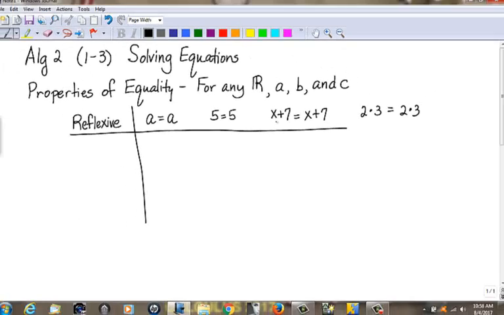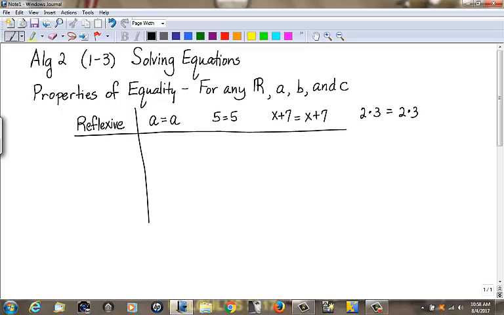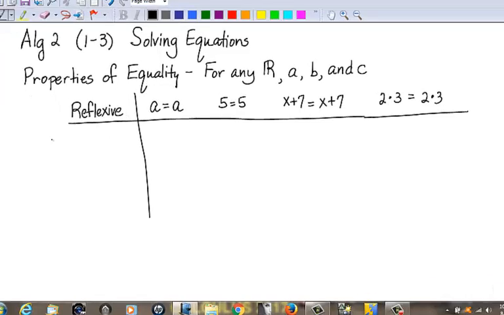And notice these are in the same order. X plus 7 equals x plus 7. 2 times 3 equals 2 times 3. That's reflexive. It's got to be in the same order.